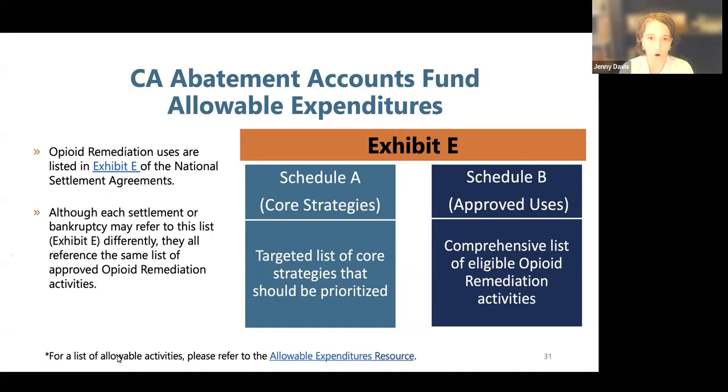I will say if you are responsible for reporting your city or county's expenditures, we only include Schedule B for you to essentially choose from, just because we have found that Schedule A, those priorities can be found in Schedule B. So to try and alleviate some redundancy, we only offer Schedule B for folks to choose from. And if you would like to view Exhibit E, we do have that linked on our allowable expenditures resource. It is also an appendix in each of the national settlement agreements.